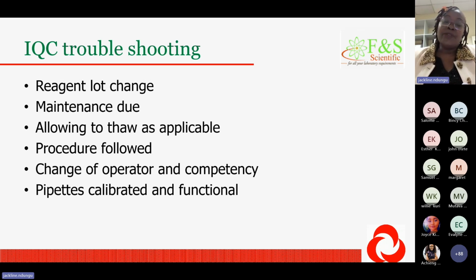When you're doing your IQC and you find they have failed, make sure that you do troubleshooting. It may just be a small error that has occurred.